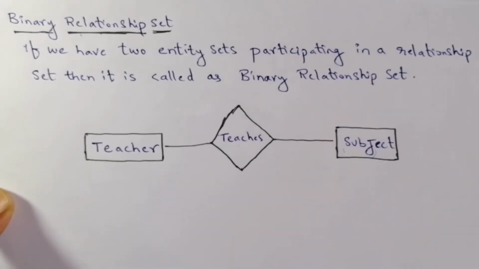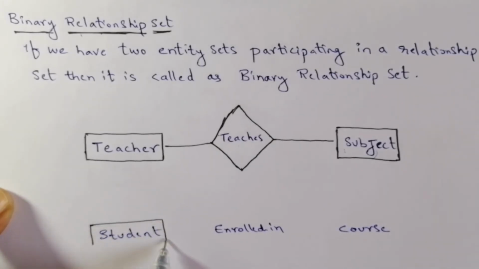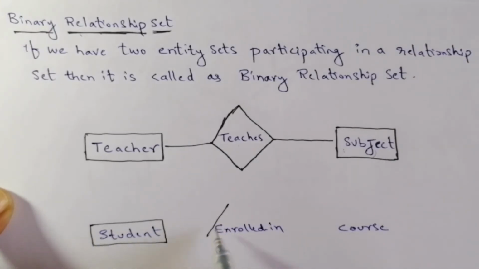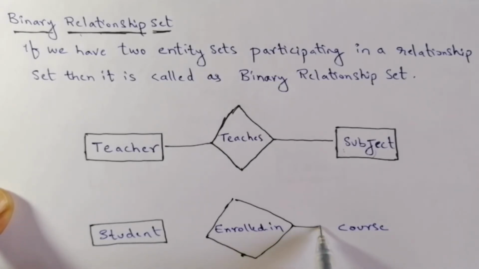We can also take another example. Suppose we take here student enrolled in course. Now in this particular example, student is an entity, right? Enrolled in is a relationship and course is the other entity.